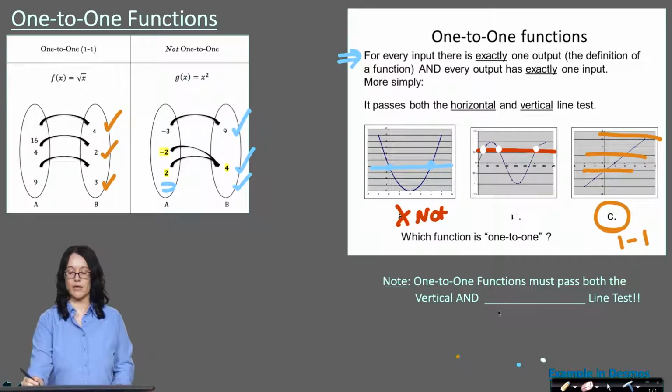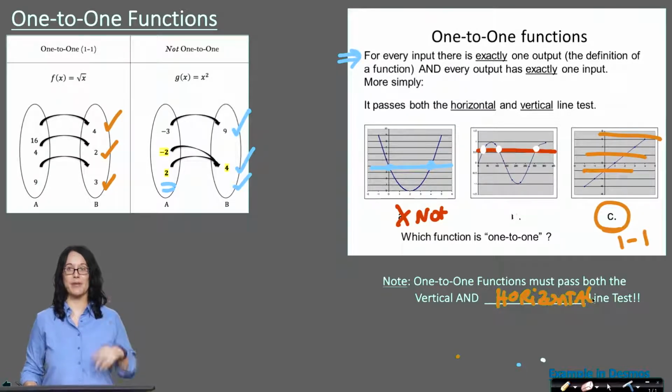So in the blank here, one-to-one functions must pass both the vertical and the horizontal line test. Okay, so if you pass them both, you are one-to-one, meaning your function is invertible. It has an inverse. So let's head over to our next slide where we continue this topic.